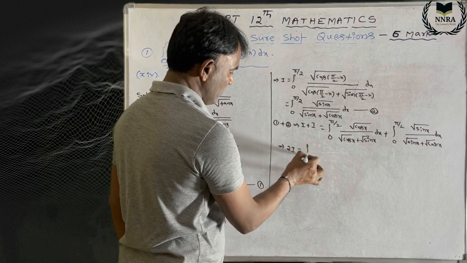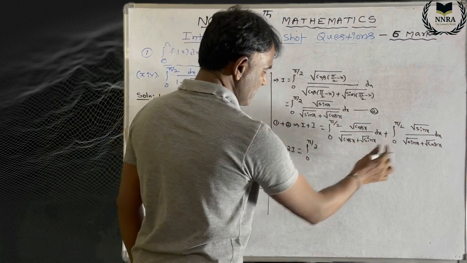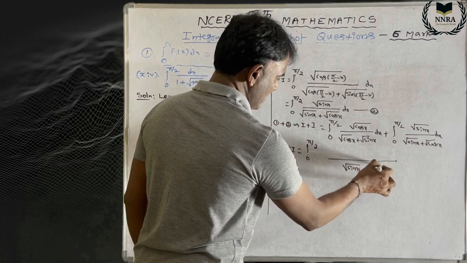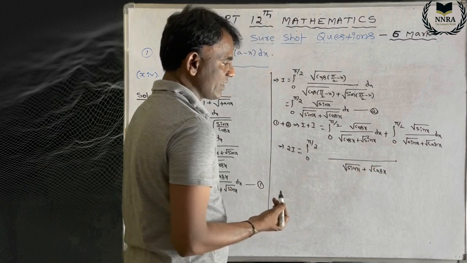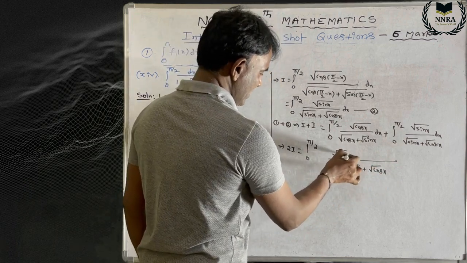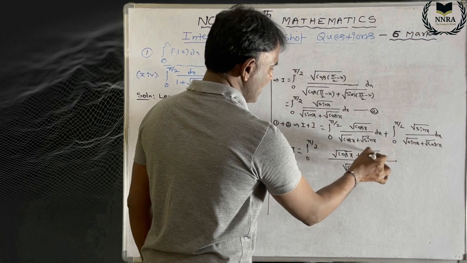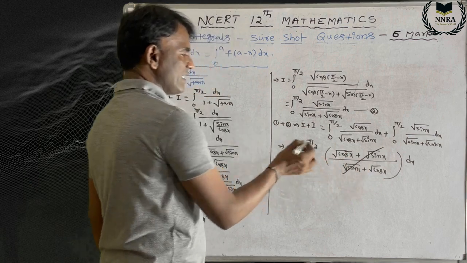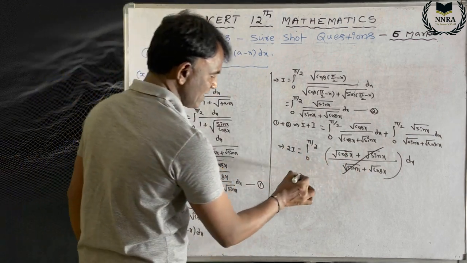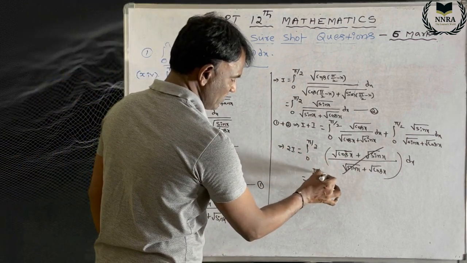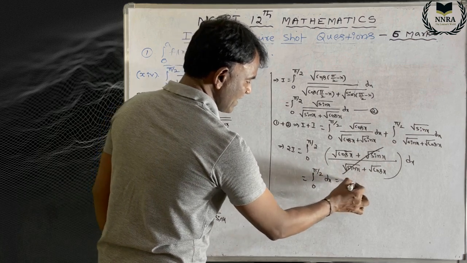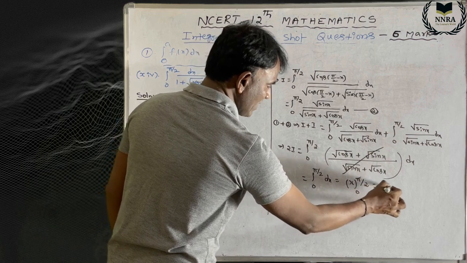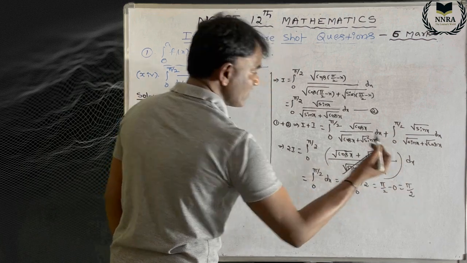Now 0 to pi by 2. Both the denominators are the same, nothing but the LCM, so that is root of sin x plus root of cos x. And how to write the numerator? The first term is root of cos x, the second term is root of sin x, then dx. Like a plus b and b plus a, both are equal, so they get cancelled. What's remaining? 0 to pi by 2 dx, right? So integral dx means x with limits 0 to pi by 2. Upper limit minus lower limit means pi by 2 minus 0, that equals pi by 2.